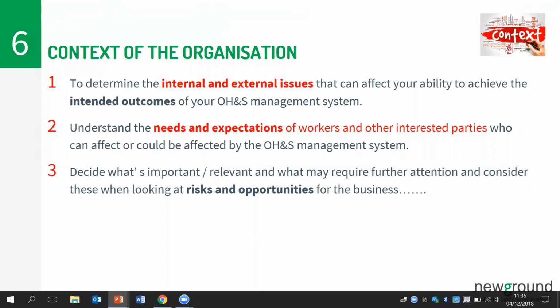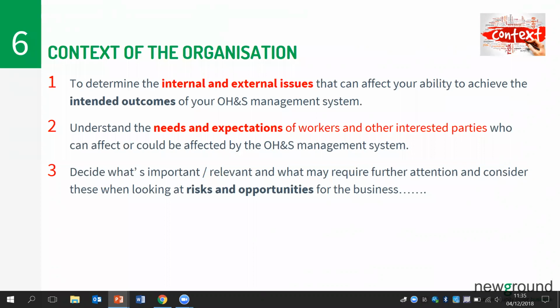So it's important to note that those needs or expectations which you decide are relevant to you should be managed now like a compliance obligation, as they would become the other requirements under the legal and other requirements section of the standard. And you could record these as other requirements into your legal register.